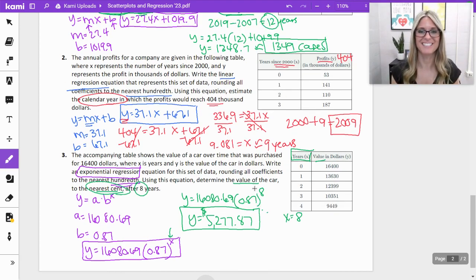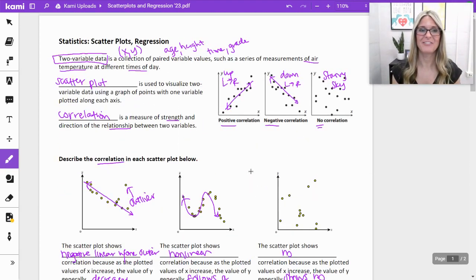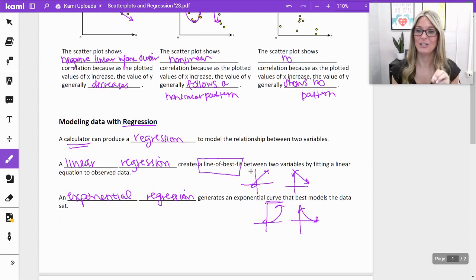So practice those. So we reviewed scatter plots, again, from 8th grade math, Algebra 1. Here it is, Algebra 2. We're taking it a step further beyond correlation into creating these regression equations that we use the calculator to do.